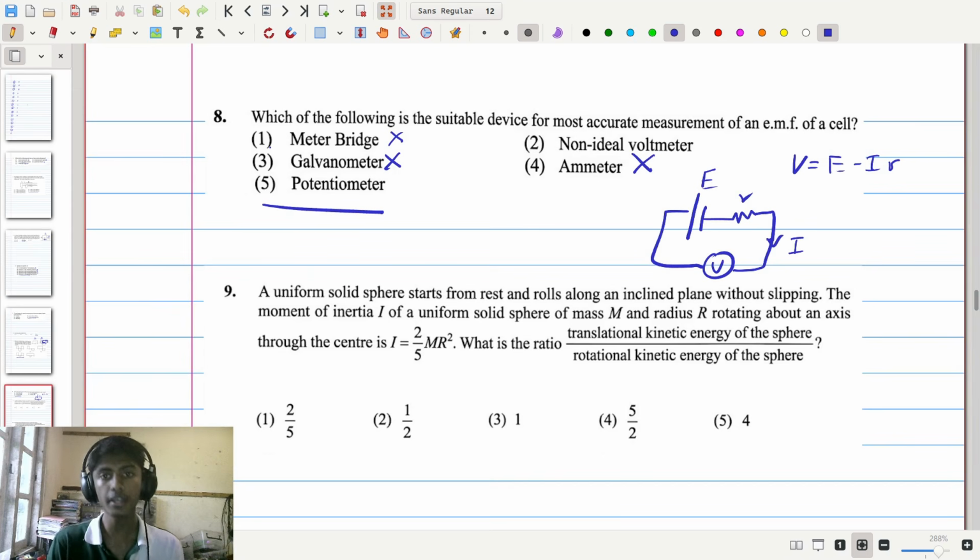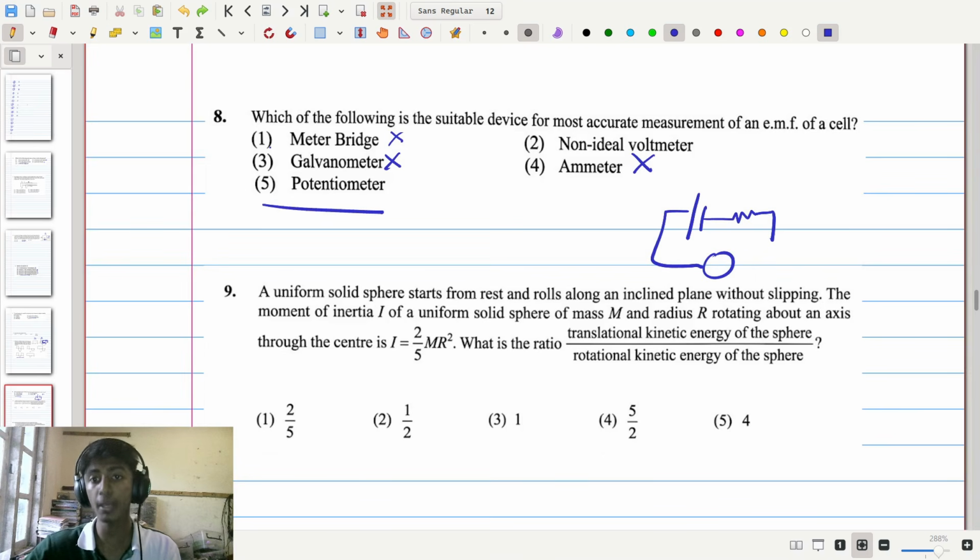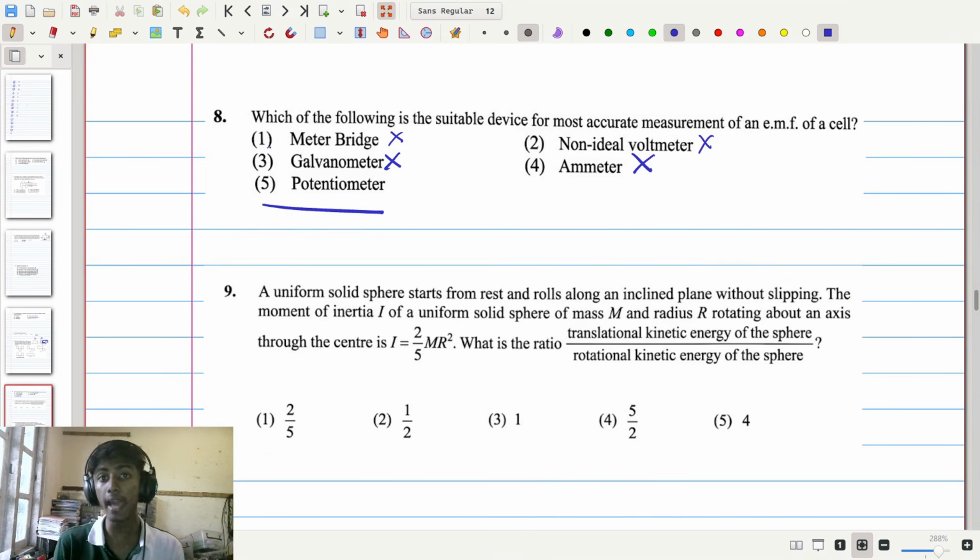So due to that, the non-ideal voltmeter is also wrong because it will not give us exactly E. It will give us E minus IR. So that's also wrong, meaning the final answer is answer number 5. And the reason the potentiometer is correct is because the potentiometer does not actually draw any current from the cell. It works at a point when the current drawn from the cell is equal to 0.